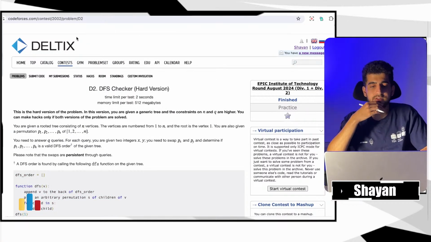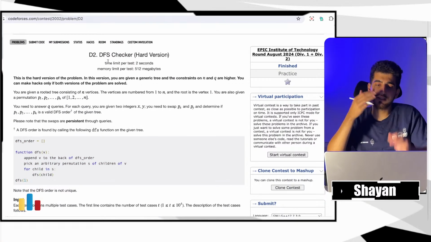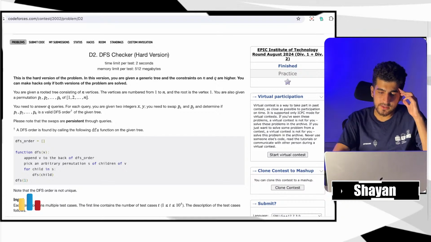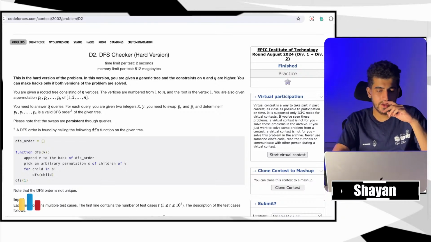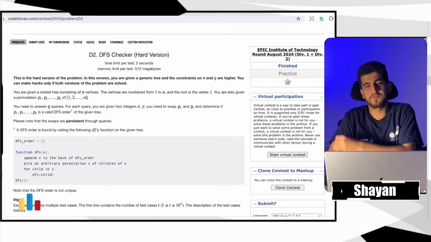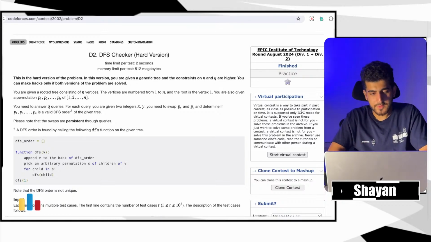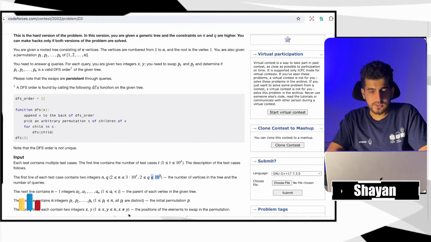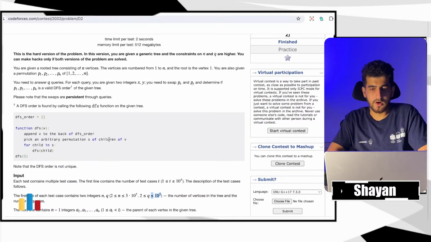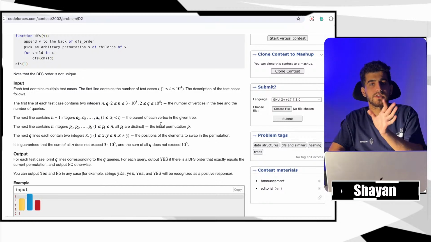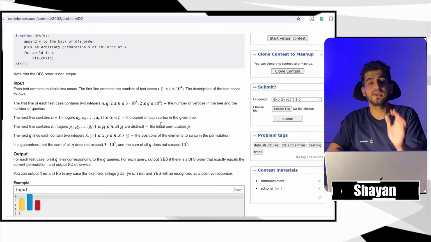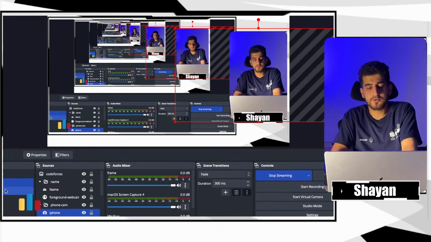Problem D2, DFS checker, hard version. This is the same problem, only now n is up to 3 times 10 to the 5th, q is again up to 10 to the 5th. Previously it was 5 times 10 to the 4th, but now it's 10 to the 5th. And also it is a general tree, it's a generic tree. It can be of any form. So the tree is given to you, the parents are given to you. It's not necessarily a perfect binary tree anymore.